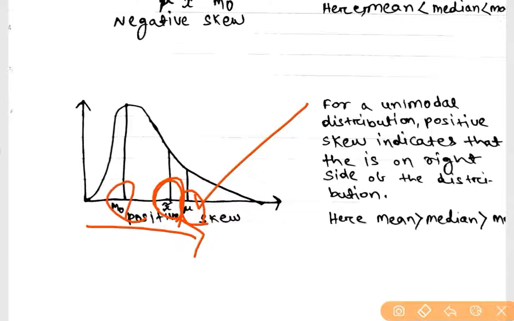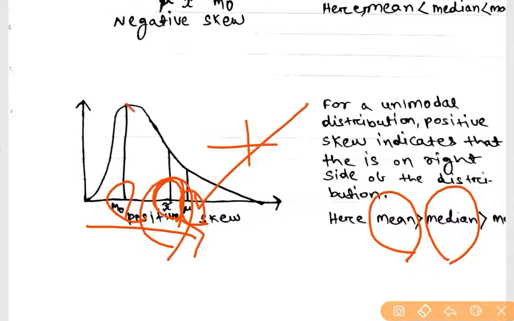So we can say here the mean is larger than the median and the median is larger than the mode. This is one more type of skewness, where the skewness is found on the positive side of the mean, or the tail is longer on the positive side, so that's why it is called positive skewness.